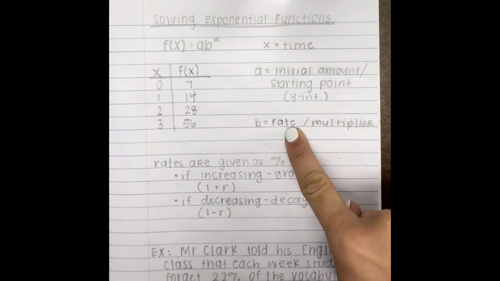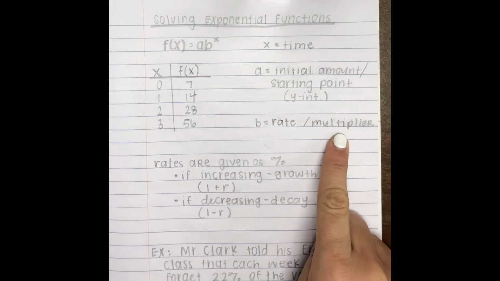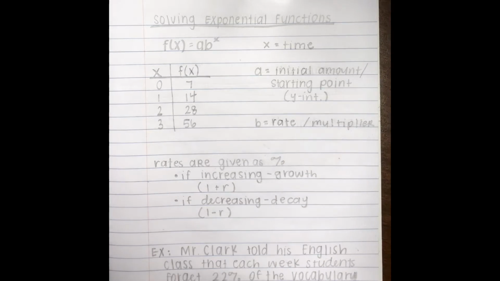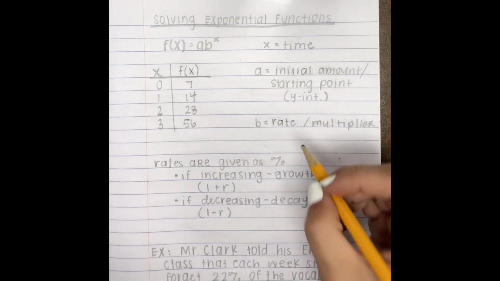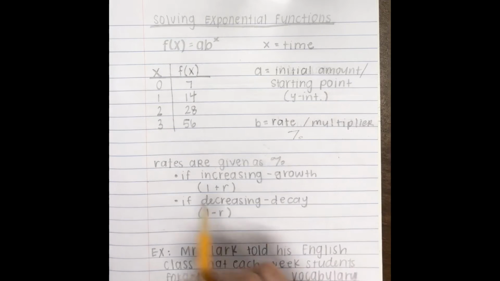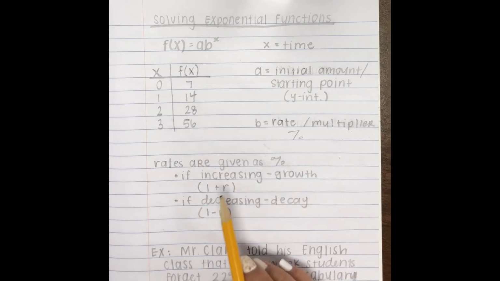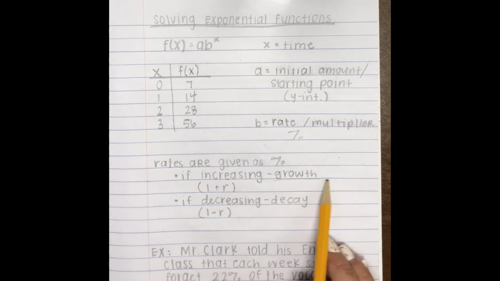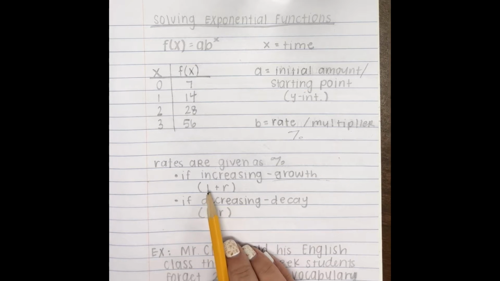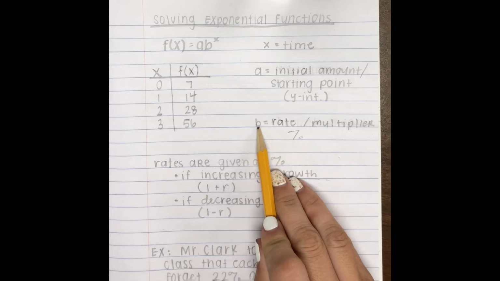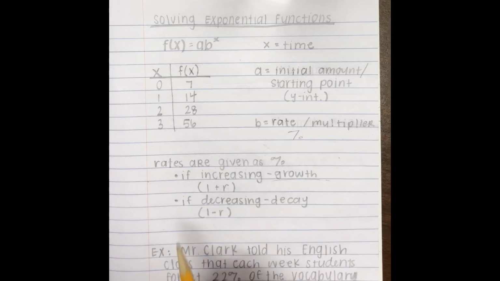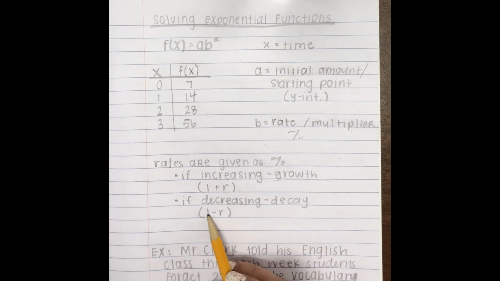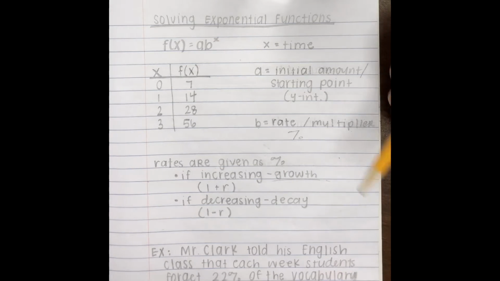B is your rate or your multiplier, okay? And these are going to be in the form of a percentage. So rates are given as percent. If increasing, we call it growth, okay? And we're going to do 1 plus r to get our b, okay? If it's decreasing, decay, then it's 1 minus r as our b. Okay, we'll look at an example down below.